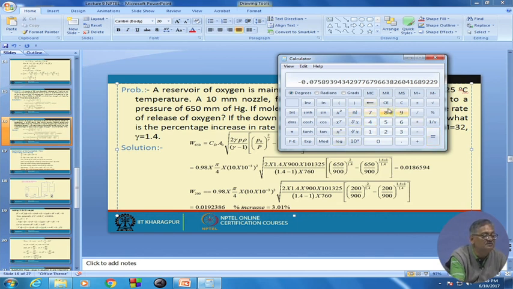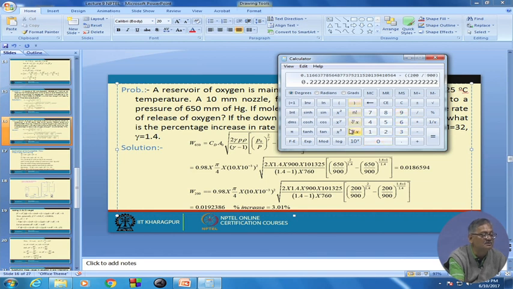Some mistake again has been done. It's better to do it carefully. To your y, 2 by 1.4. So it is this minus 1, 2, 200 divided by 900.